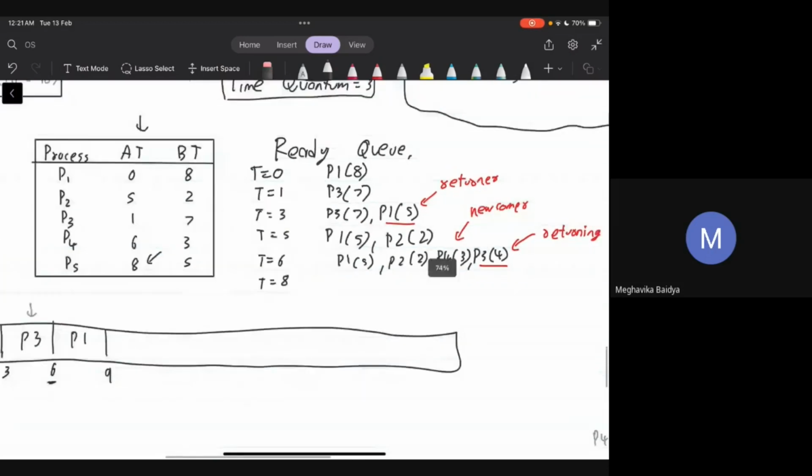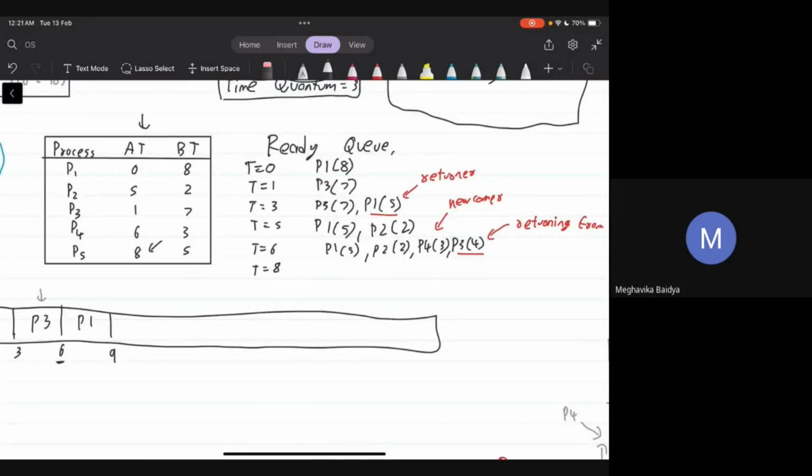Let's go back. So now t equals 6, right? From 6 to 9, you see P1 is in the first position in the queue at t equals 6, so we will execute P1. Then at t equals 8, we see that P5 is coming. So what will we do? P1 has already gone to the CPU and is not there in the queue anymore.